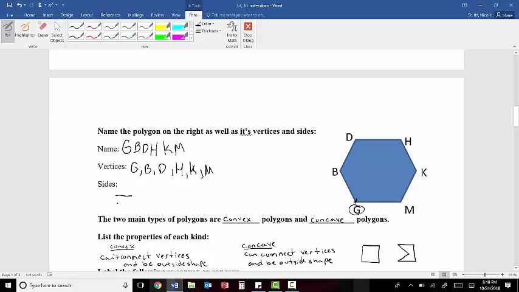So now we're going to name all the sides. So the first side would be segment BG. All right, and you're just going to go around and name them all. So then you'd have segment GM, segment MK, and so on until you get to the last segment, which would be DB.